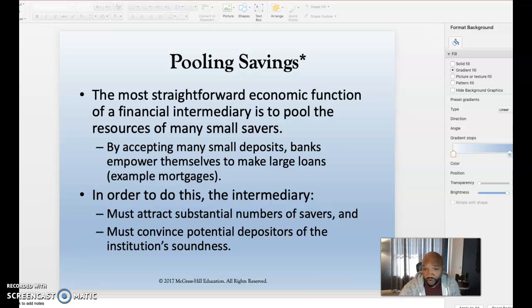And of course, in order to do this, banks have to attract a substantial number of savers and then convince you that your money is safe with them. Because if you deposit $1,000 into savings and you have an emergency next month, you certainly want to make sure that money is readily available for you to take out.